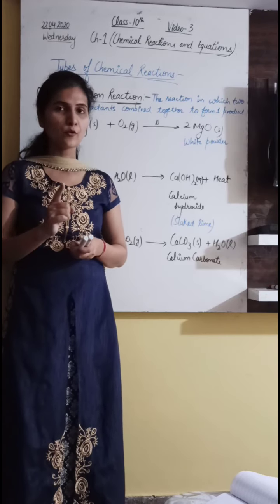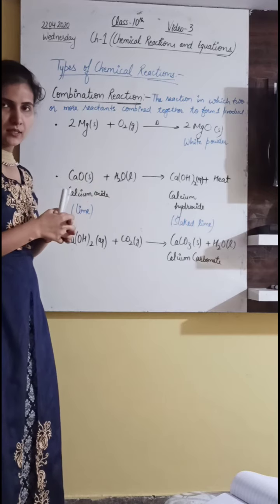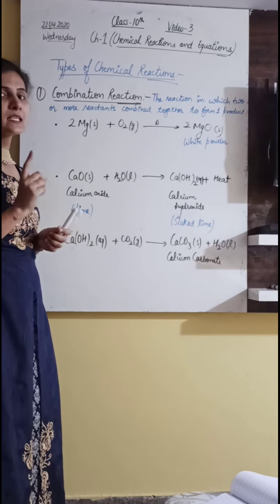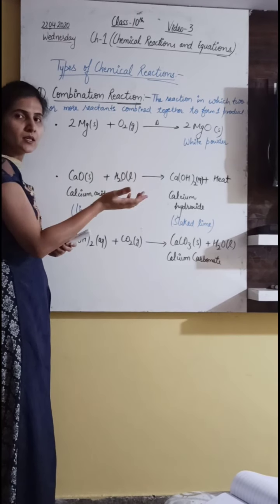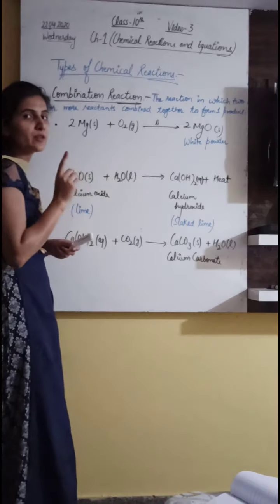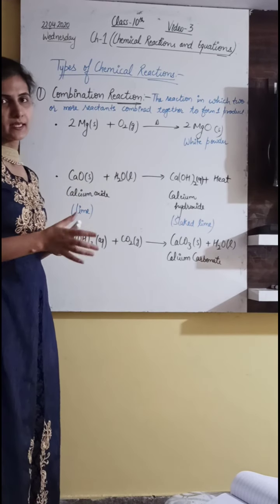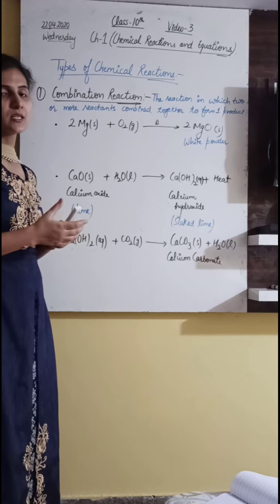Only one product will form, because combination means all will combine together. Okay? So these things we have to keep in our mind. Reactants can be many, but the product will be one only. Only one product will form from all the reactants. So this kind of reaction is called a combination reaction.